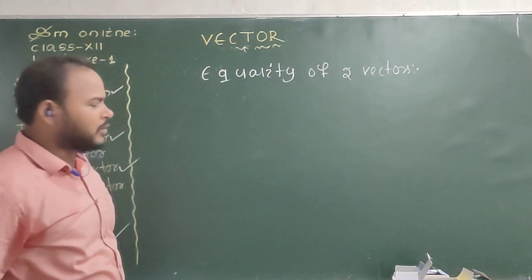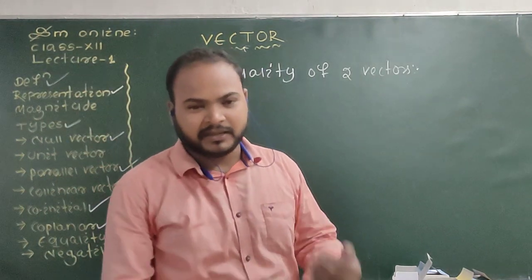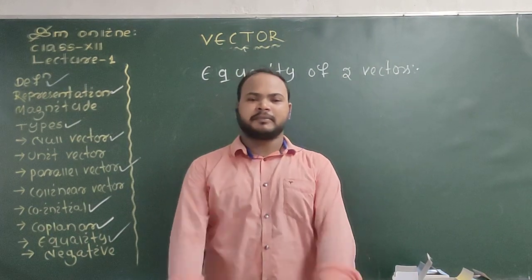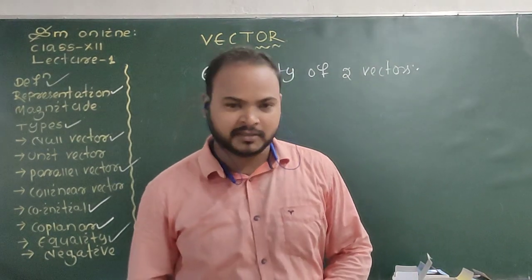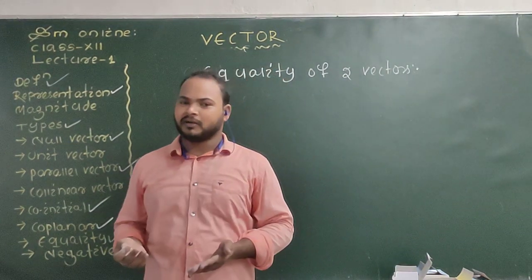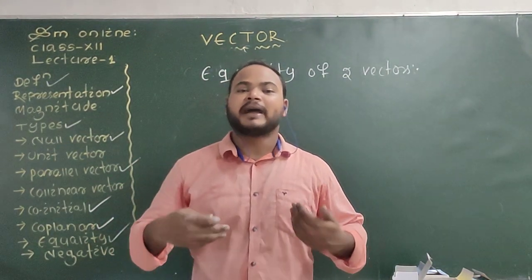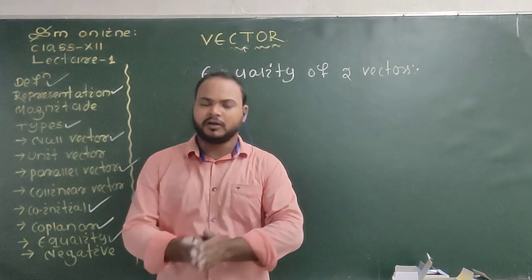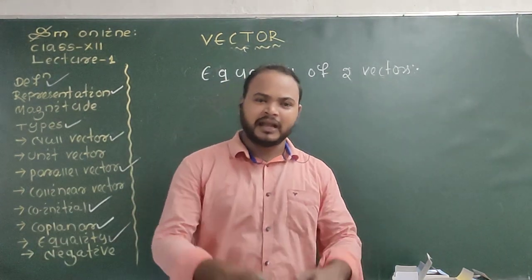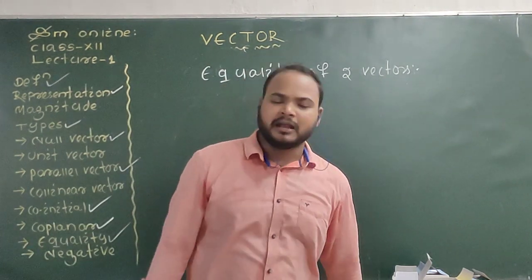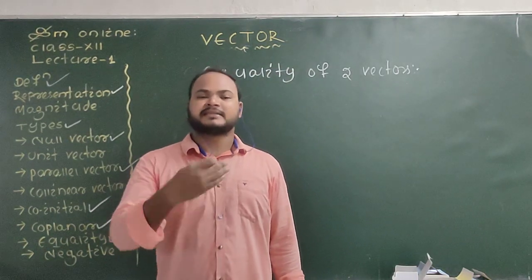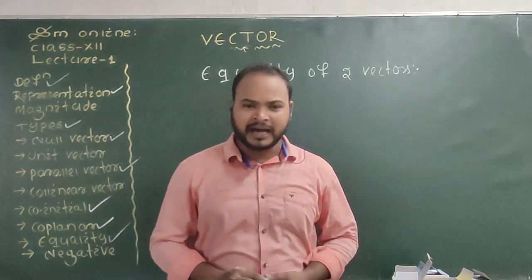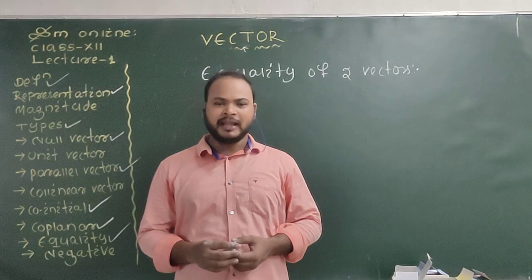The two vectors, vector A and vector B, are equal if they have the same magnitude and the same direction. It is the most important point. Vector A and vector B have the same direction and the same magnitude, then we say vector A and vector B are two equal vectors.